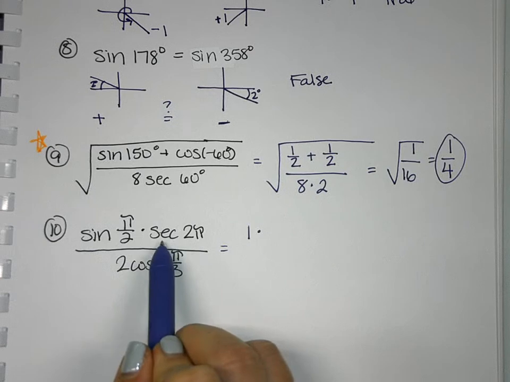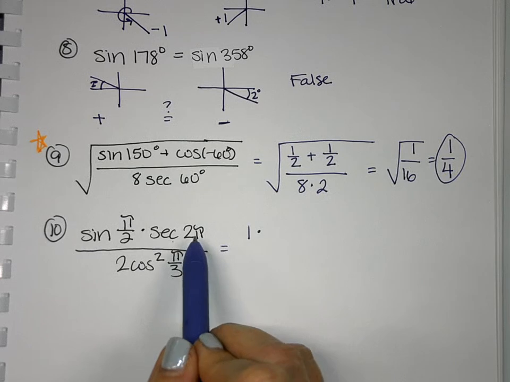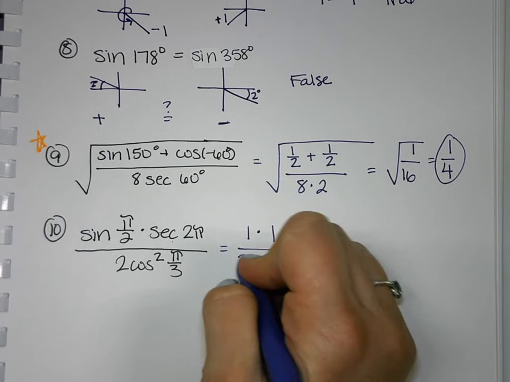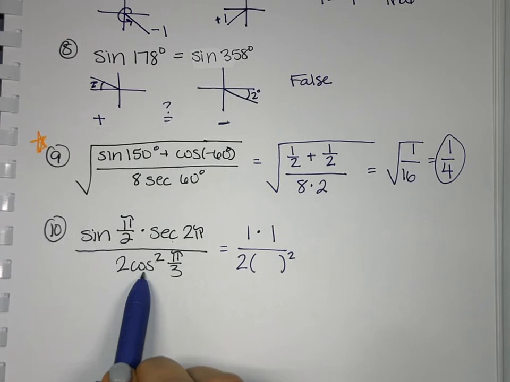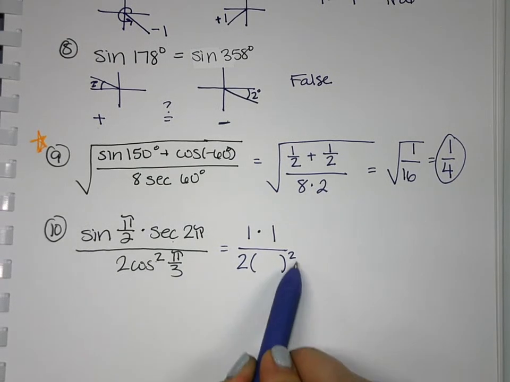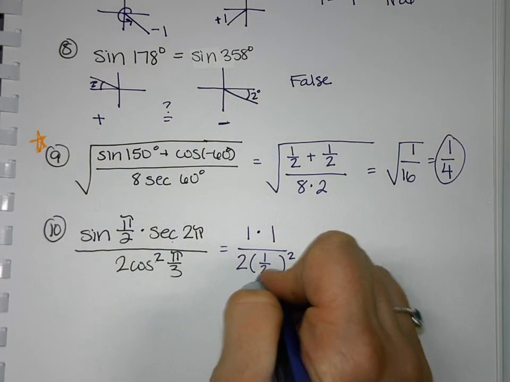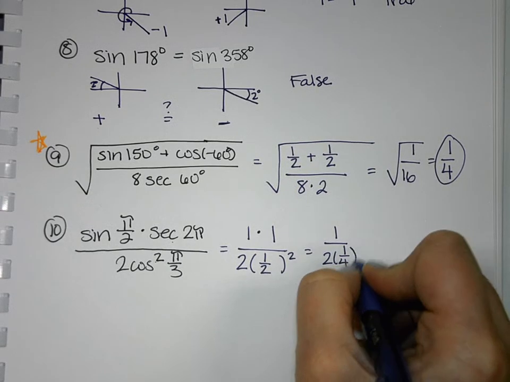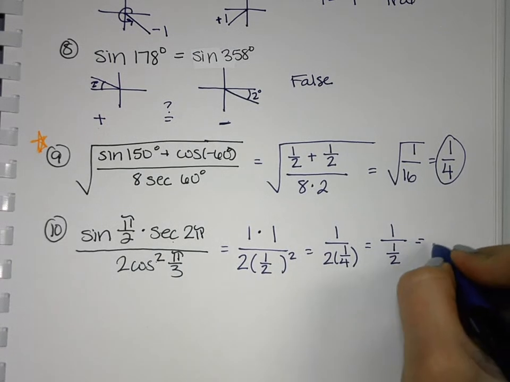Secant is the reciprocal of cosine. So first find the cosine of 2 pi, which is 1, and the reciprocal of that is 1. On the bottom, I'm going to have 2, and because the squared is on the cosine, I evaluate cosine of pi over 3 and then square the result. Cosine of pi over 3 is 1/2, so 1/2 squared is 1/4. So I have 1 over 2 times 1/4, which is 1 over 1/2. 1 divided by 1/2 is 2.